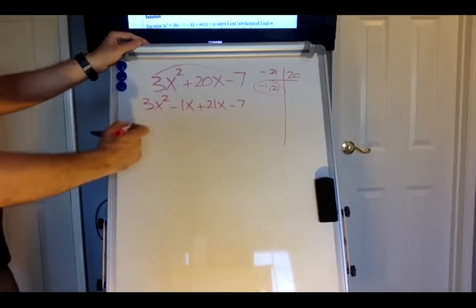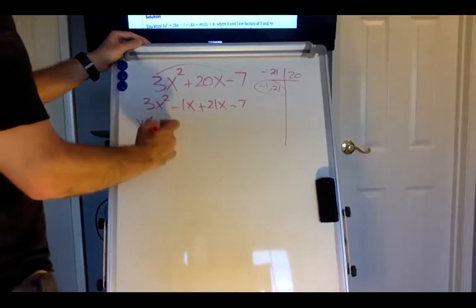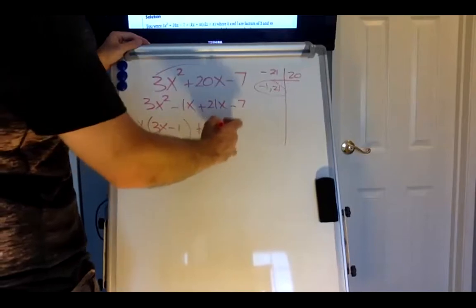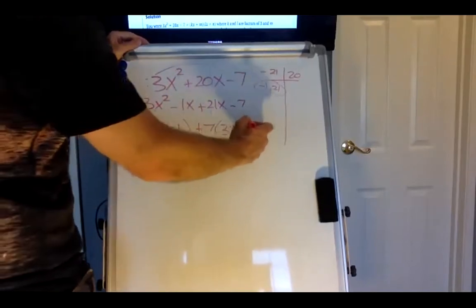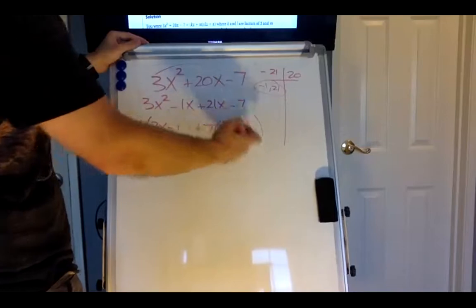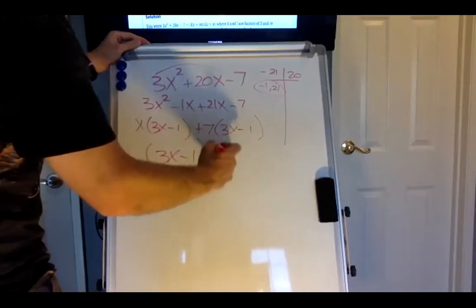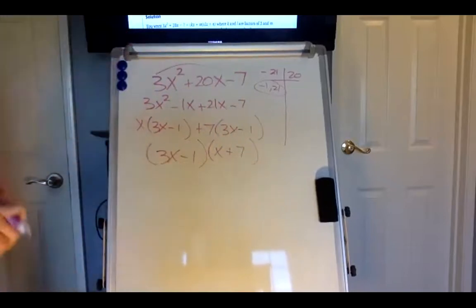What's in common here is just x. So I get 3x minus 1 plus what's in common here is a 7. Copy down this one and check it. 21x minus 7, yes. What's in common is 3x minus 1. So x plus 7 times 3x minus 1. There you go.